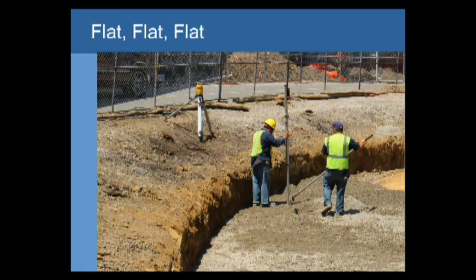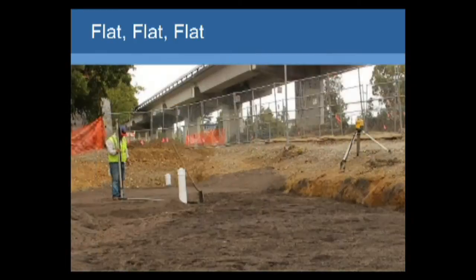So during the construction process, setting up a laser level and walking around with a rod is a good way to check that and make sure that everything's at the same elevation. Here's the same thing going on with the soil layer.